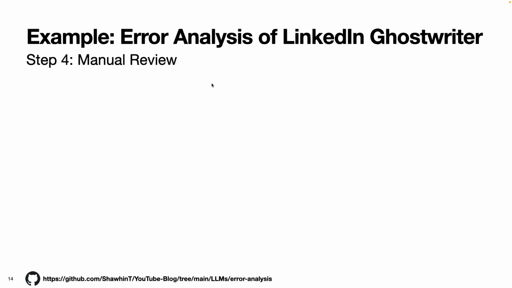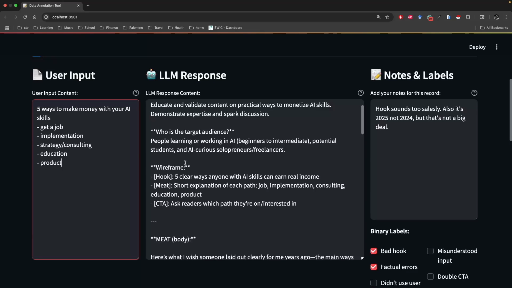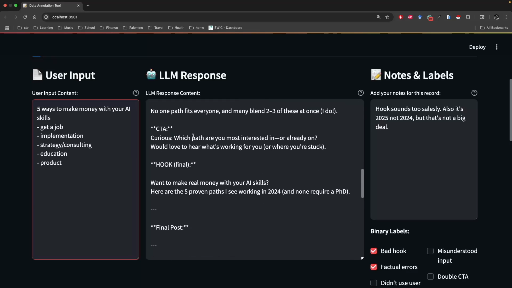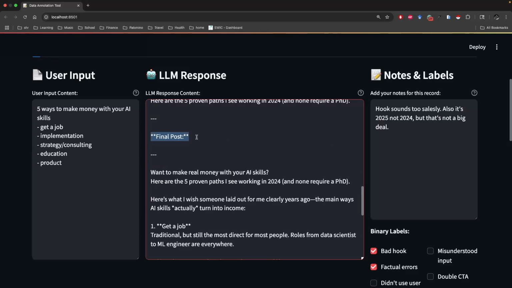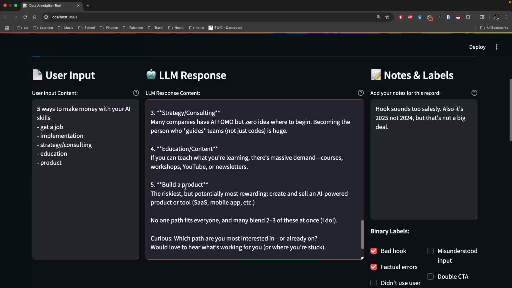Now that we have the data annotator, now comes the meat of the error analysis process, which is the manual review. Here we have the interface running locally. So we have our input here, we have the LLM response here, so we can see it's quite long. This would be a nightmare to read if I was trying to use Excel or Apple Numbers, but this was the main thing I looked at, which is where the model says final post. It said, "Want to make real money with your AI skills? Here are 5 proven paths I see working in 2024 and none require a PhD." And then it writes out the 5 points.